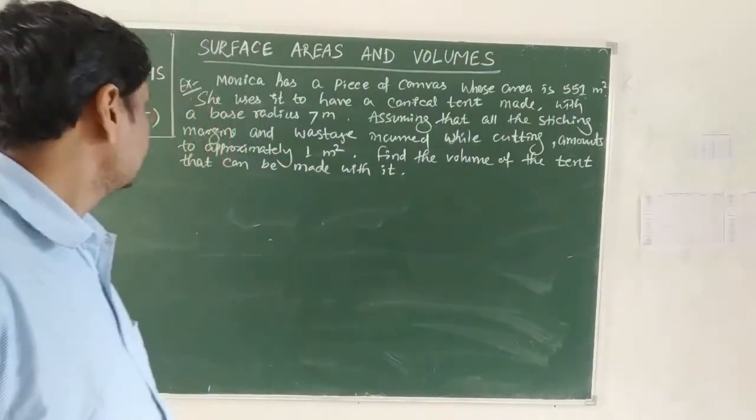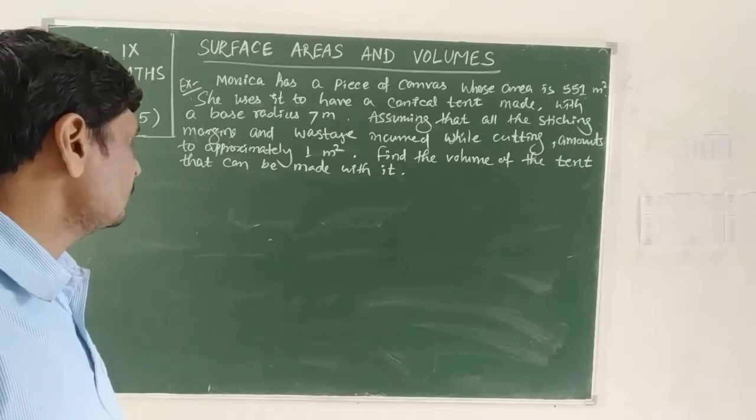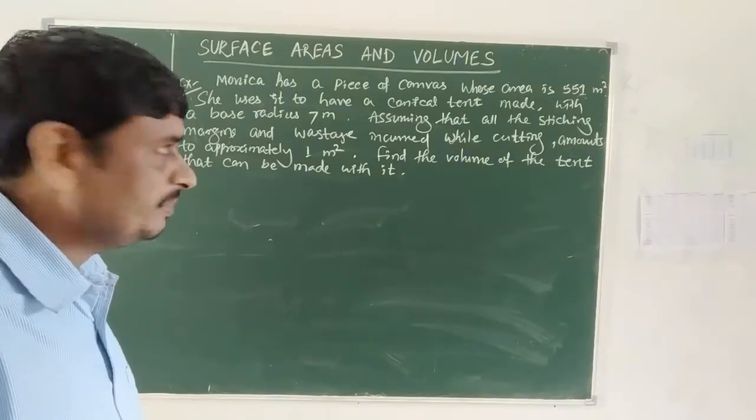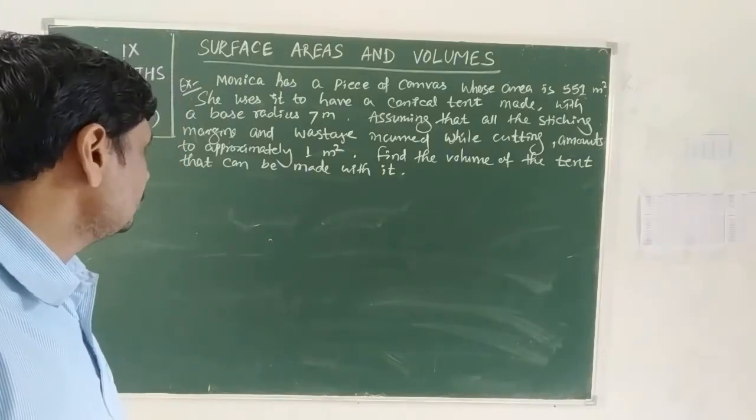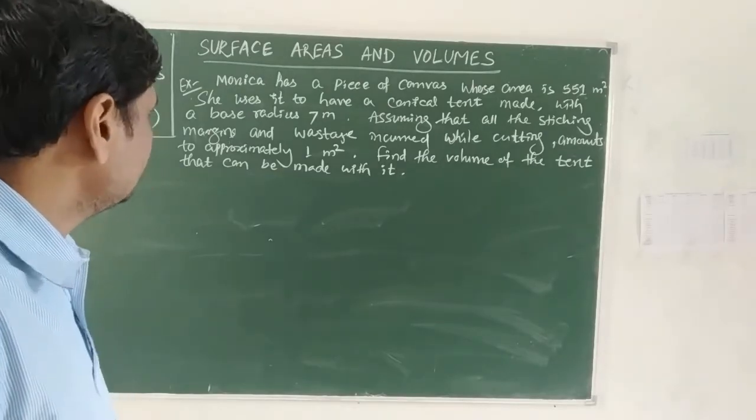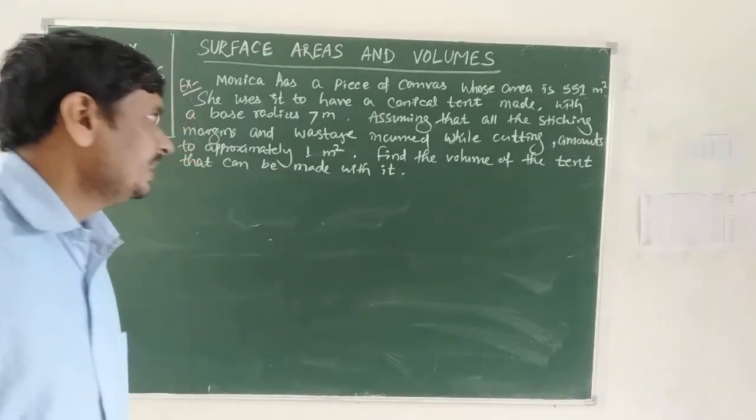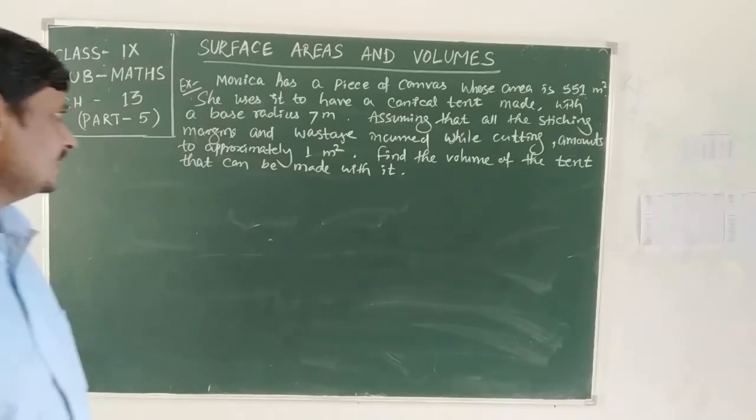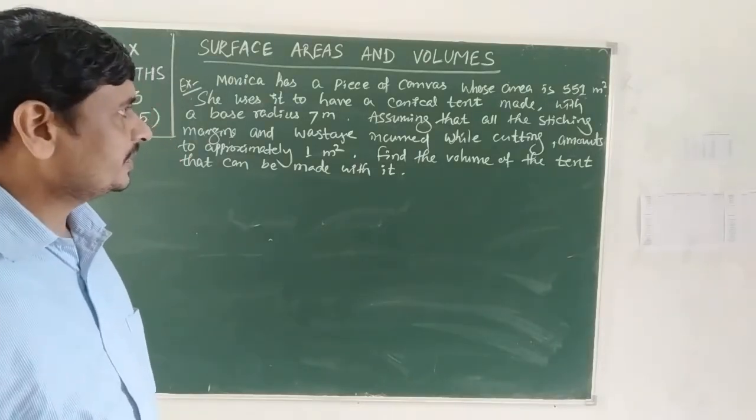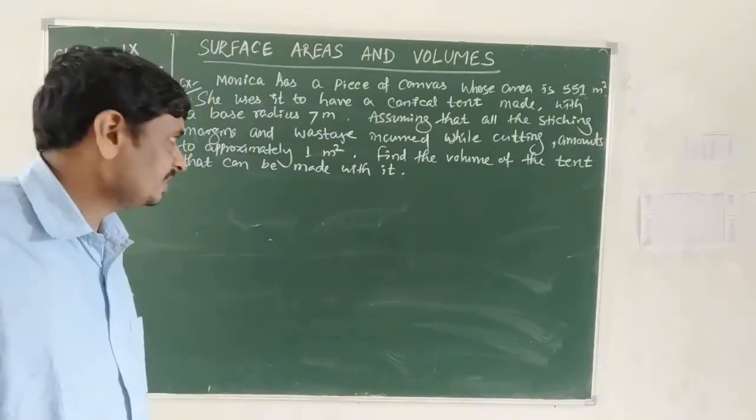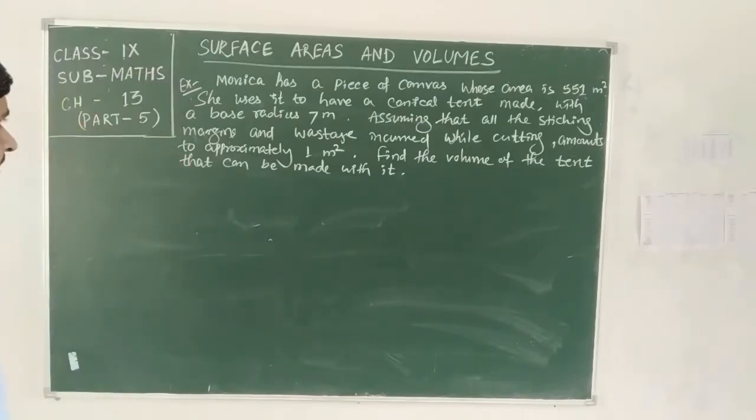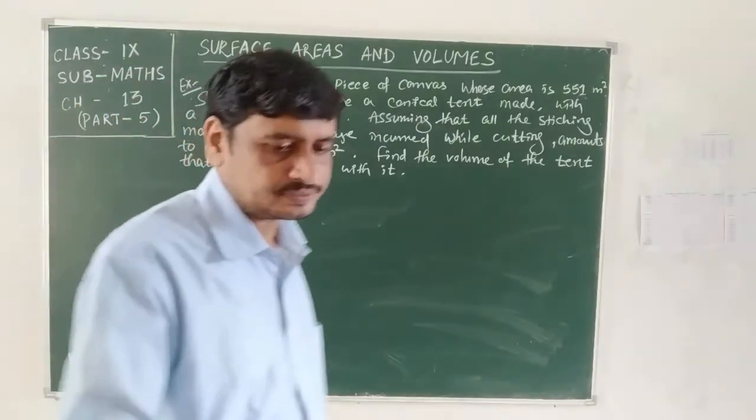Here the question is, Monica has a piece of canvas whose area is 551 meters square. She uses it to make a conical tent with a base radius of 7 meters. Assuming that all the spacing, margins and wastage incurred by cutting amounts to approximately 1 meter square, find the volume of the tent that can be made with it.